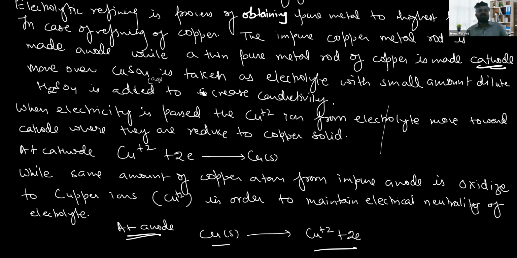If we have one Cu2+ ion and one SO4 2- ion, the positive and negative charges cancel out each other and make the electrolyte neutral. But if Cu2+ keeps on depositing there, the concentration of SO4 2- ions will keep increasing. So in order to maintain the same electrical neutrality, the same number of negative and positive charges, the copper atoms will get converted into Cu2+ ions. So more and more Cu2+ ions will come, and again the neutrality will be maintained.